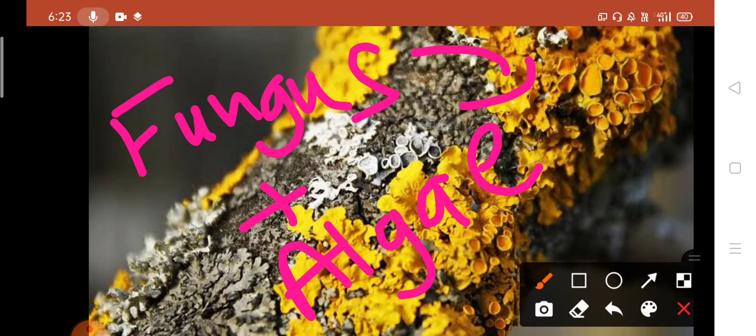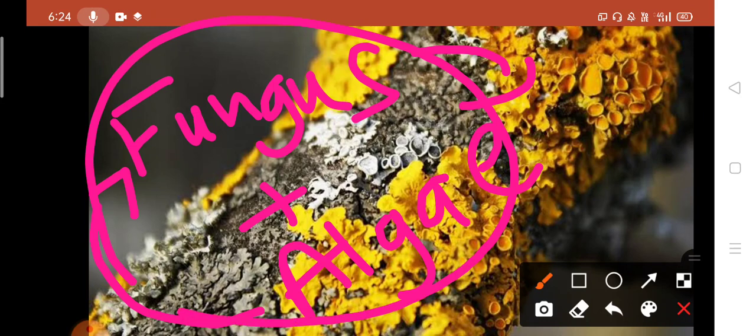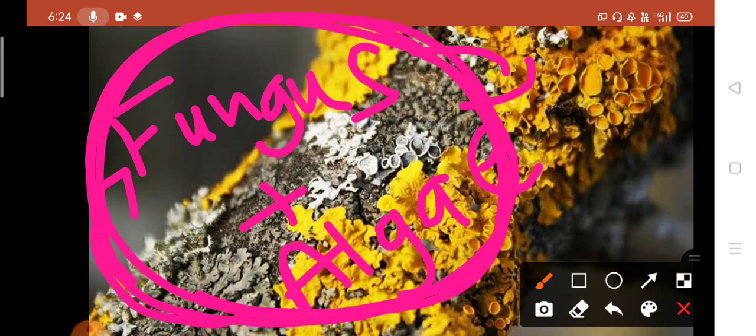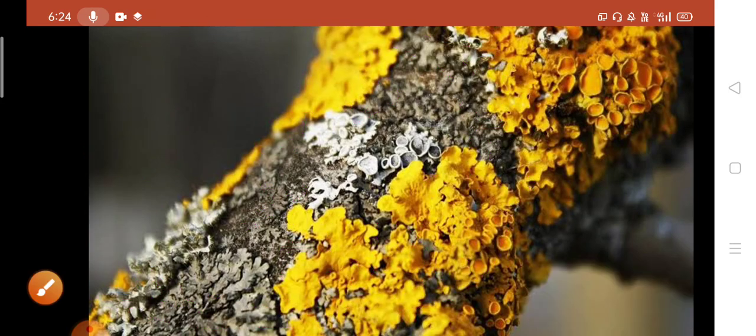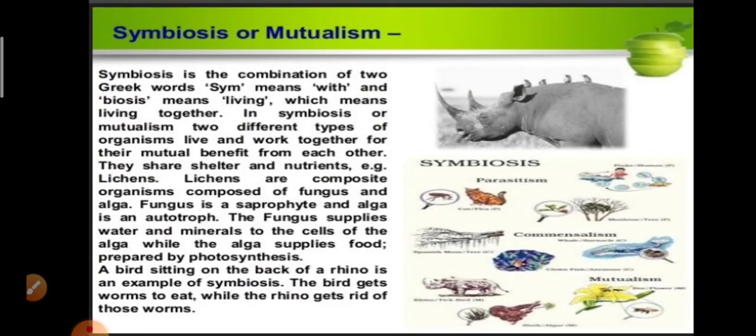Fungus supplies water and minerals to the algae, whereas algae supplies food to the fungus, that is prepared by the photosynthetic process. Okay, so by mutual combination they get their nutrients. So this type of organisms are called symbiosis or mutualism, symbiotic organisms.